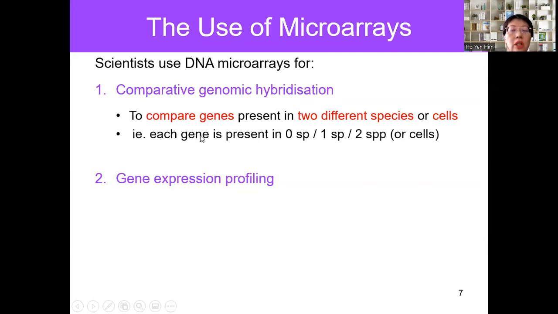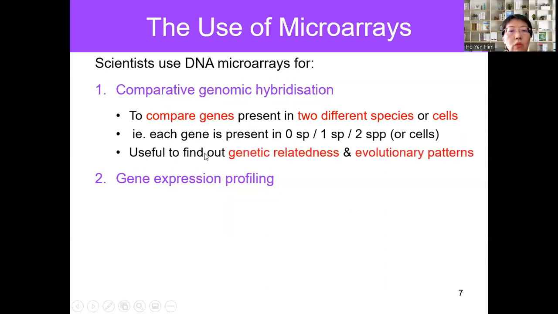So comparative genomic hybridization means comparing the genes that are present in two different species, individuals or cells, gene by gene. Let's say, for example, I want to see the insulin gene. I want to know whether the insulin gene is present in both species, whether neither species has the gene, or between the two species one has it and one doesn't, or both have the gene. So we see whether the organism contains the gene or not.